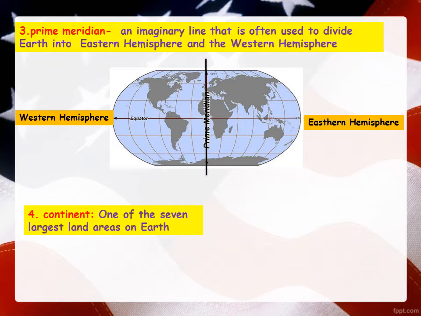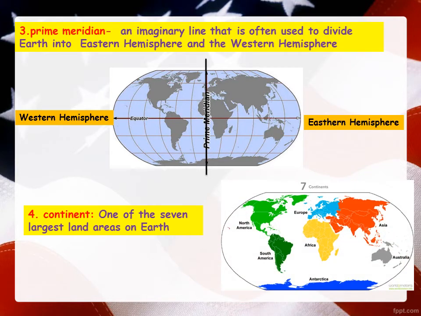All right, and number 4, we have continent. It is one of the 7 largest land areas on Earth. We have North America, South America, Antarctica, Australia, Asia, Africa, and Europe. Do you know what the largest continent is? Yes, grade 4, it is Asia. Remember that Asia is the largest continent and it has more than 40 countries. Okay, let's proceed.